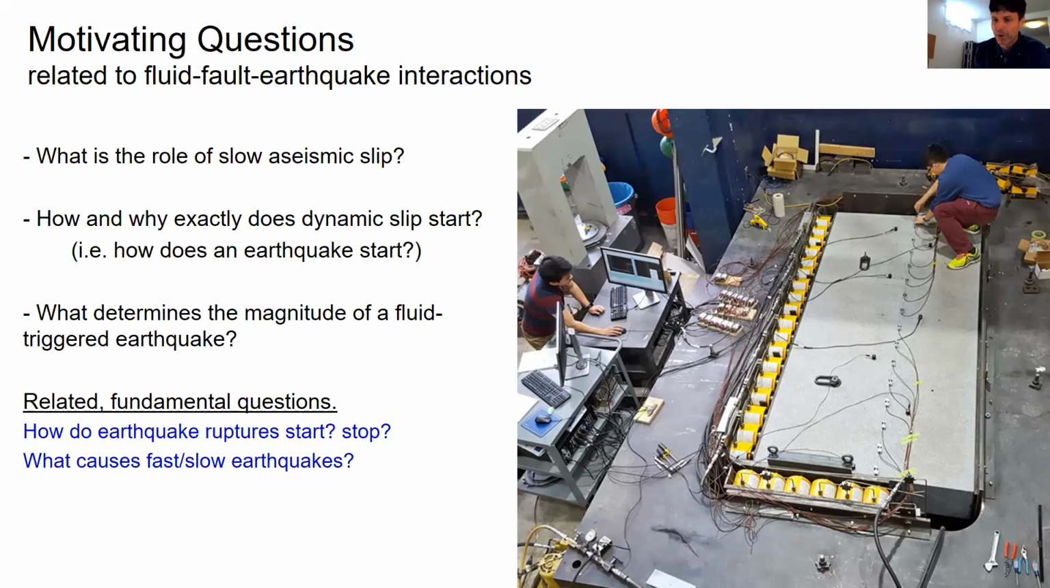Like, how does the dynamic part of the slip, the stuff that's going to cause the shaking that could be felt at the surface, how's that start? And what determines the magnitude of these earthquakes? We really don't want to have big ones. These questions are definitely related to more fundamental questions that I've been asking myself for 10 years or so. How do earthquake ruptures start? How do they stop? What's the difference between a fast and a slow earthquake?